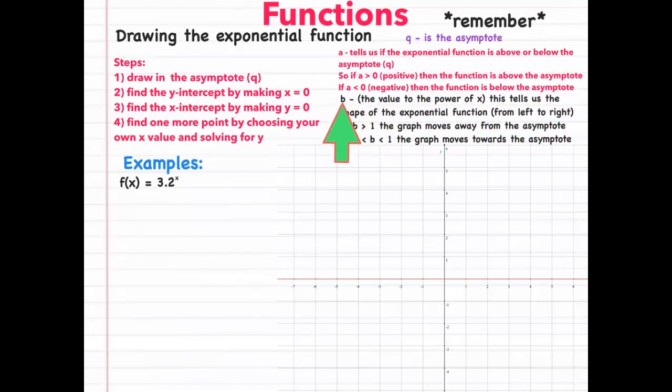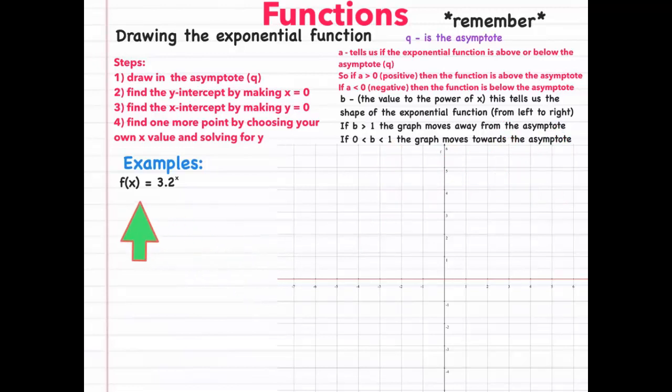What does b tell you? b is the value that is to the power of x, in other words that base number that is to the power of x. This tells us the shape of the exponential function from left to right. If b is greater than 1, the graph moves away from the asymptote as we read from left to right. And if b is greater than 0 and less than 1, the graph moves towards the asymptote as we read from left to right.